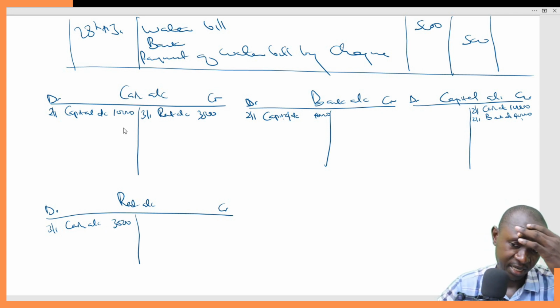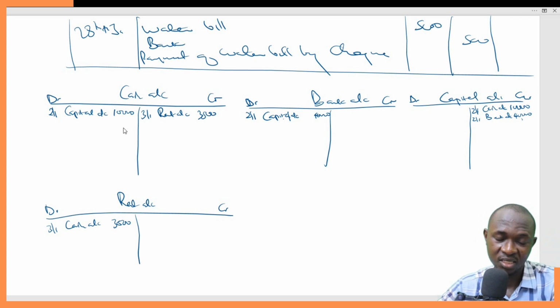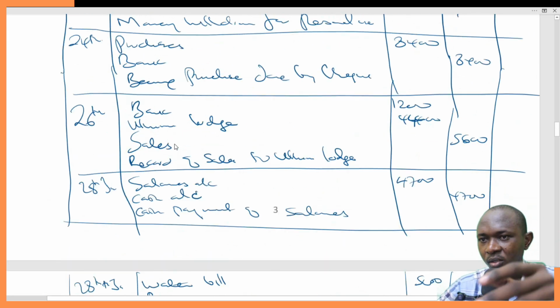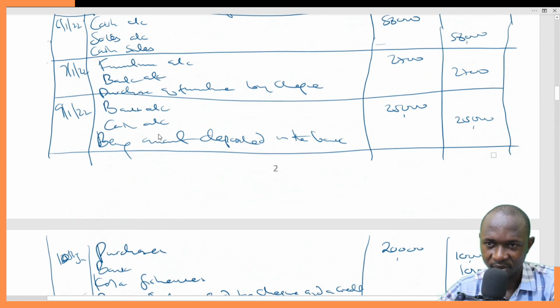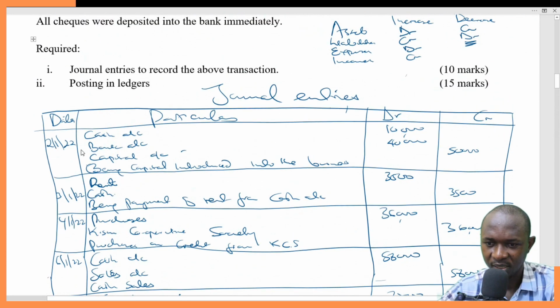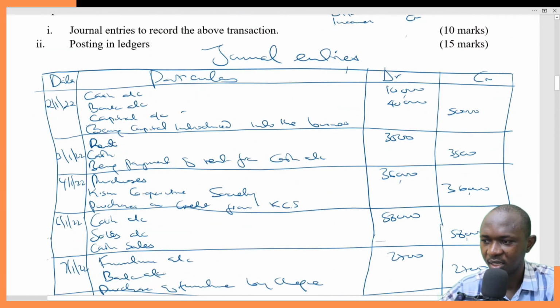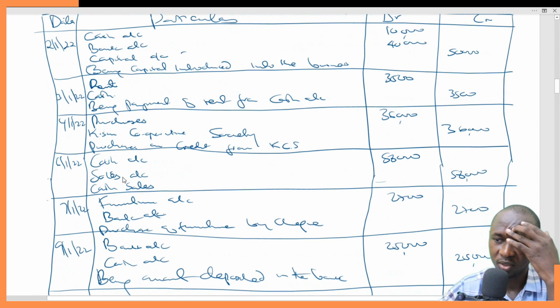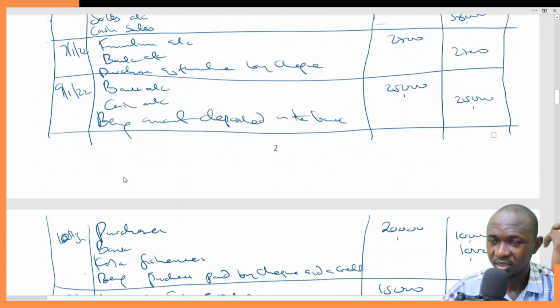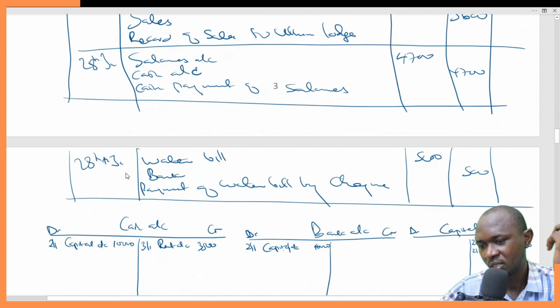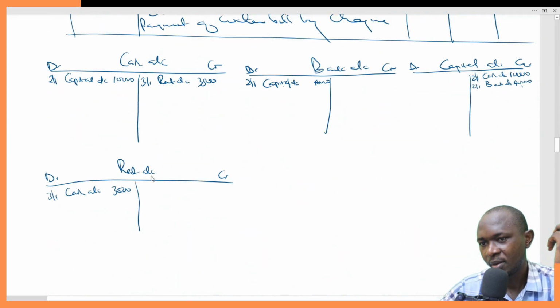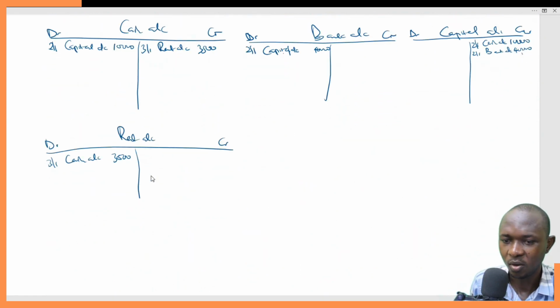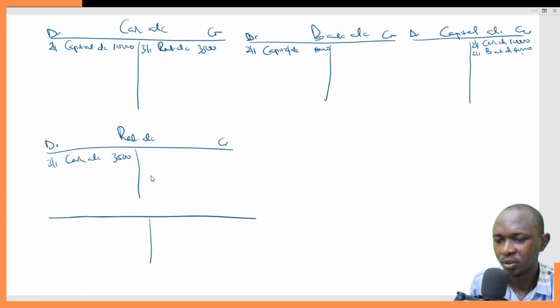You can see rent account debited, credit cash account. That's what we've done. Then debit purchases, credit Kisumu Cooperative Society with 36,000. So we come here. Do you have a purchases account? We don't have, so we open one. We say purchases account, credit, debit. Then we say on fourth one, Kisumu Cooperative Society, 36,000.